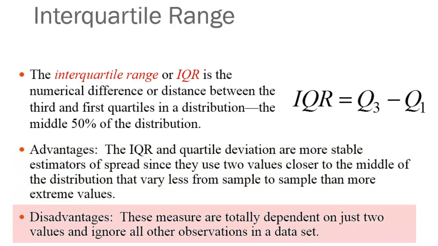On the other hand, it still has this issue that you're basically ignoring all but 2 values in your data set. You're ignoring what's going on in the tails and even what's going on between these 2 values, even though it's more reliable.